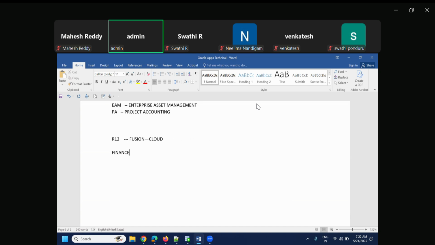In finance, again we have the sub-modules. The first one is AP, nothing but accounts payable. Accounts payable comes under the debit here. Forget about that for now. What is debit or credit?